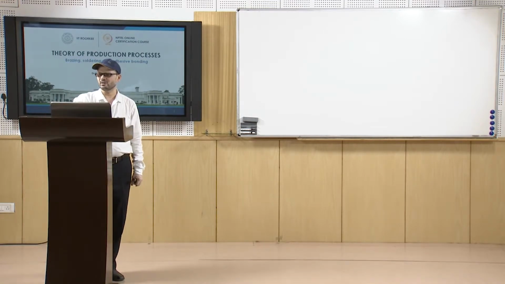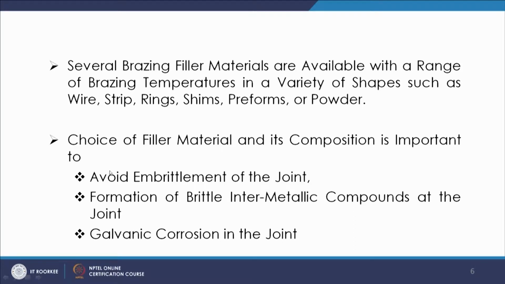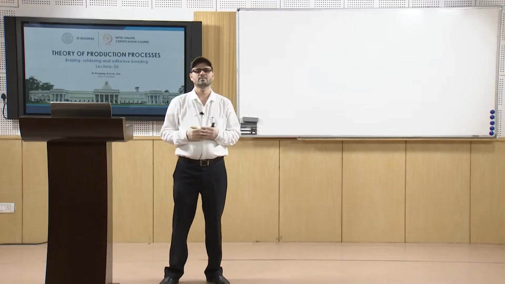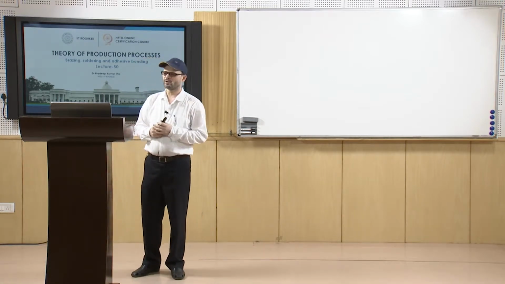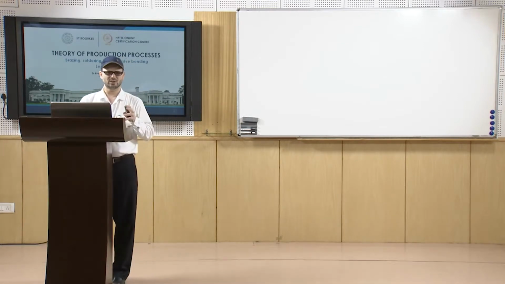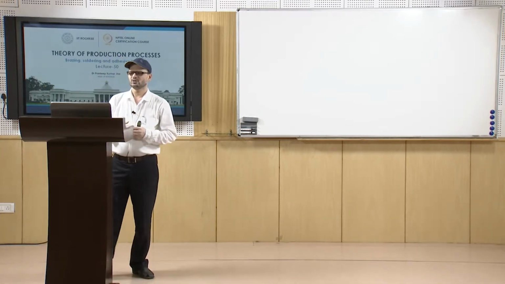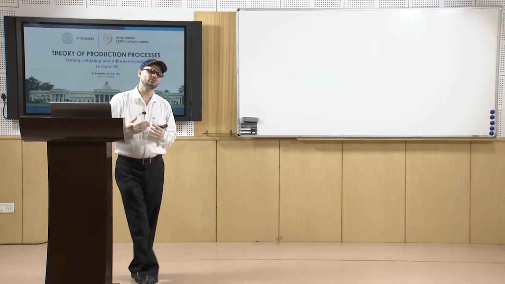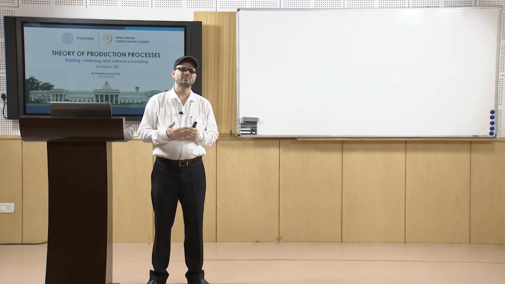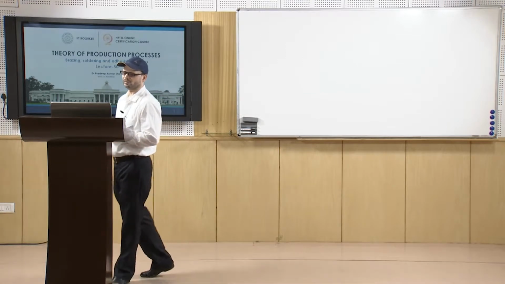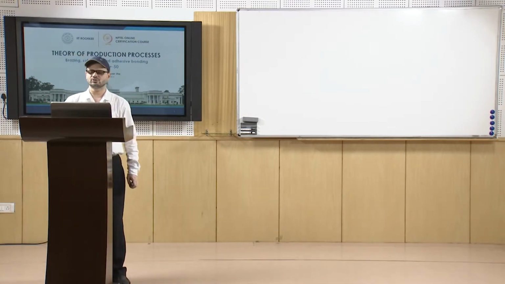The choice of filler metal and its composition is important, to ensure that there is no embrittlement. For avoiding embrittlement of the joint, you must avoid the formation of brittle intermetallic compounds at the joint. What happens is that when you put that metal in between the two parent metals, there may be intermetallic compound formation, and that may lead to brittleness many a time. So, you have to choose a type of material that does not react and form undesirable or brittle phases. And also you must avoid galvanic corrosion in the joint.